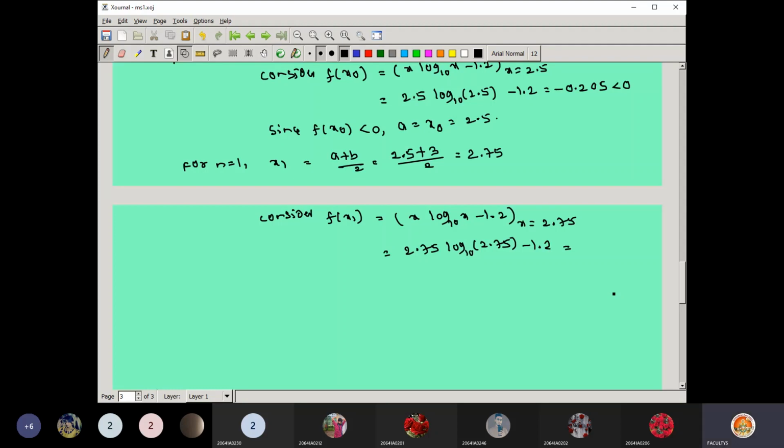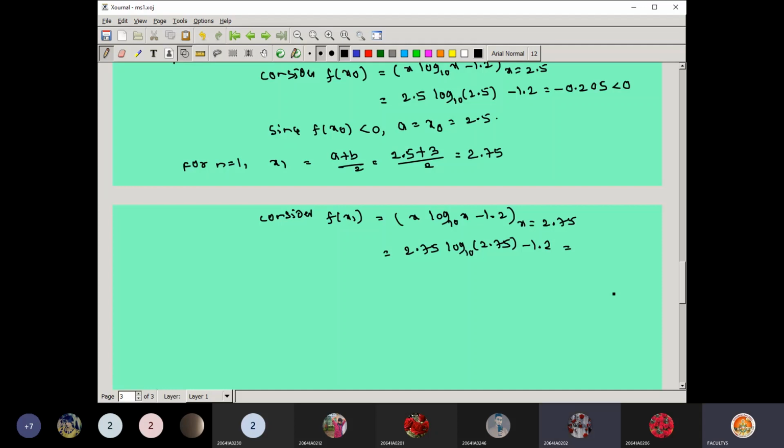Is it equal to 0 or greater than 0 or negative? Do you have the calculators? 2.75 multiplied by LOG button, again 2.75 bracket close minus 1.2. So you are getting the answer, some 10 to the power of minus 3 is there.